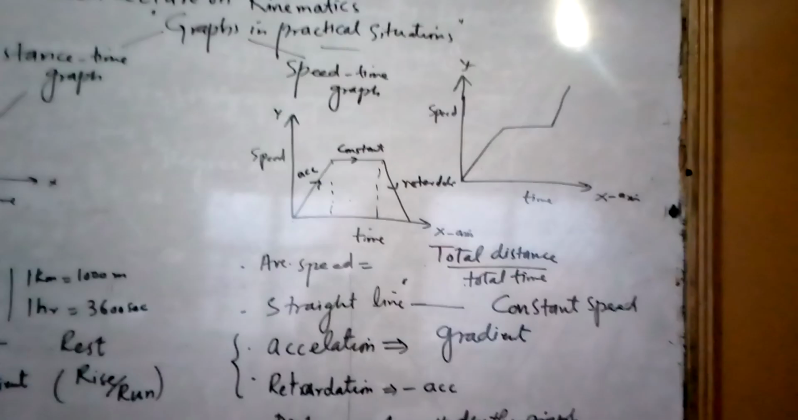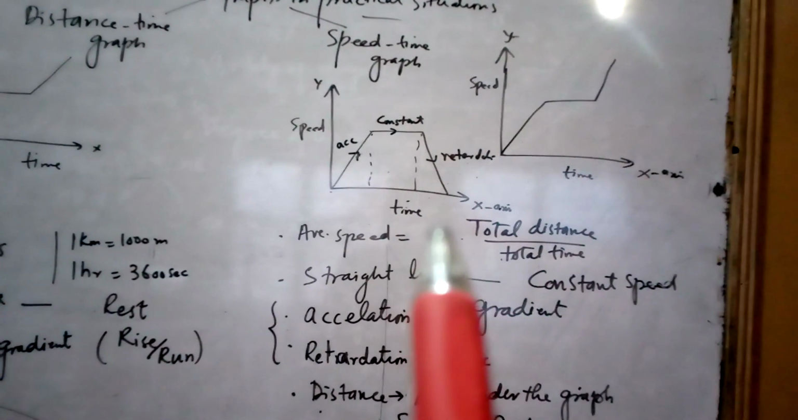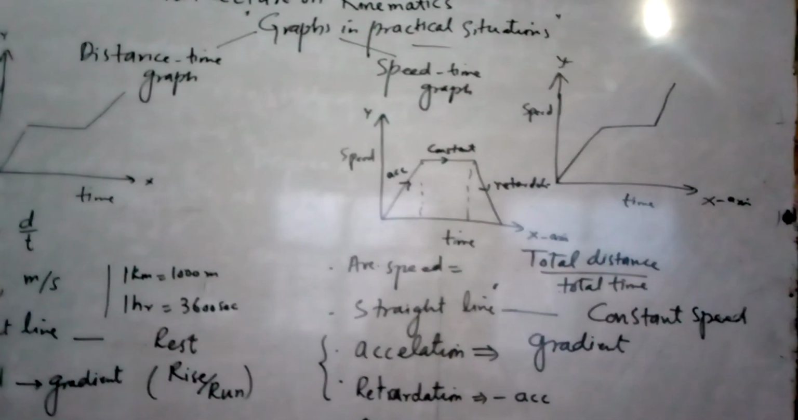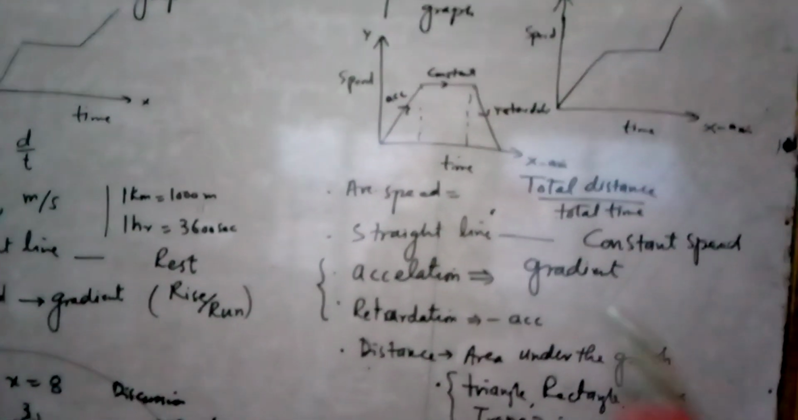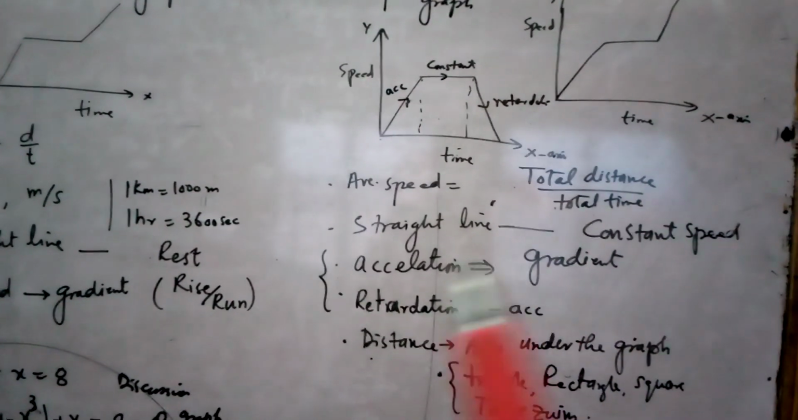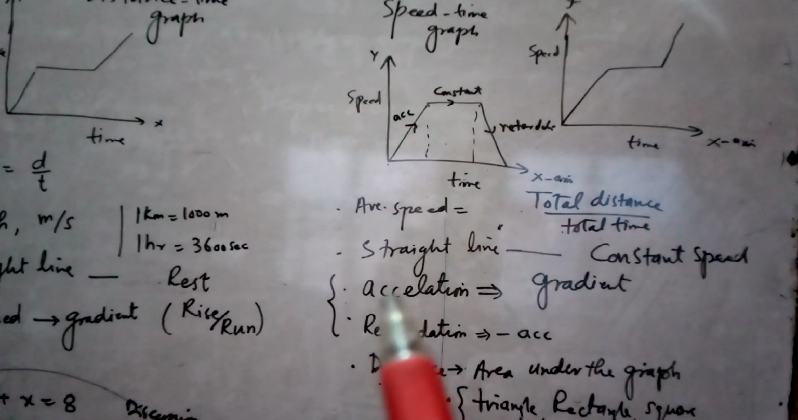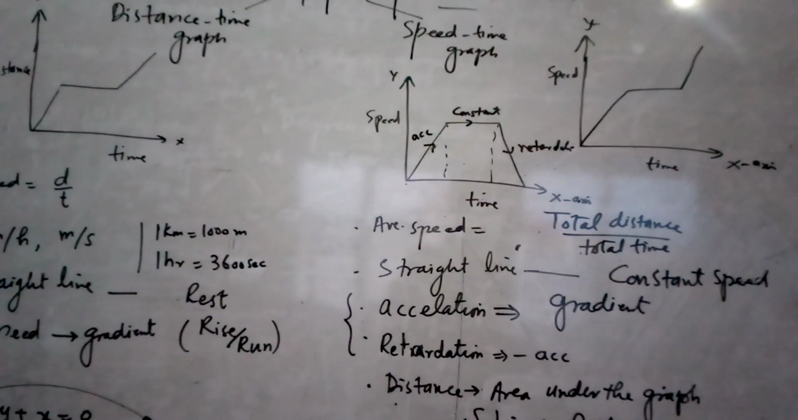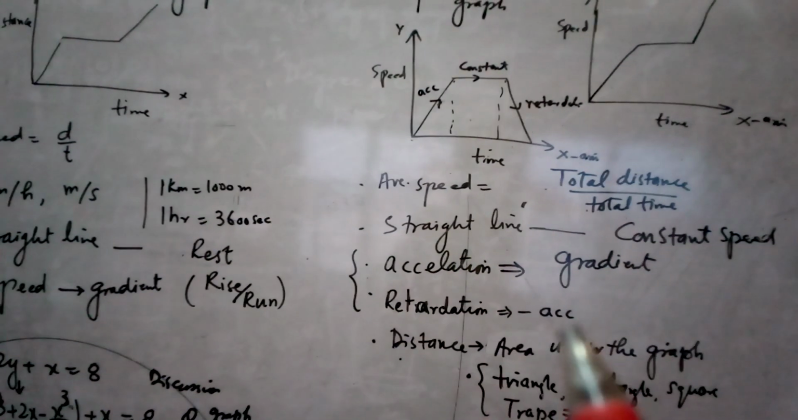And similarly, when you are using the concept of the speed time graph, the speed will be on the y-axis and time will be on the x-axis, and two types of diagrams may be observed in the paper in the question. And the questions may be to find average speed, total distance over time, and a straight line in the speed time graph represents constant speed. And in the speed time graph, if the question is to find the acceleration, the concept of gradient will be used here, and the retardation means negative acceleration.